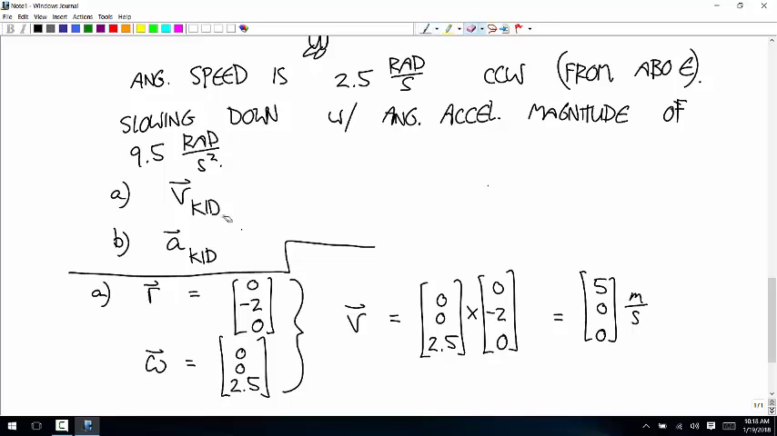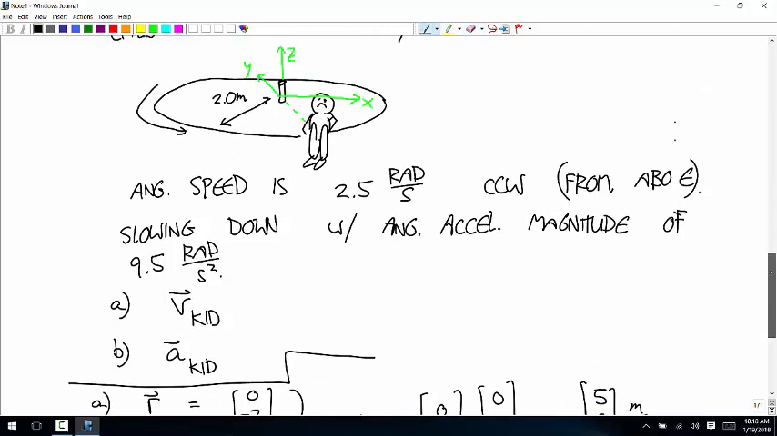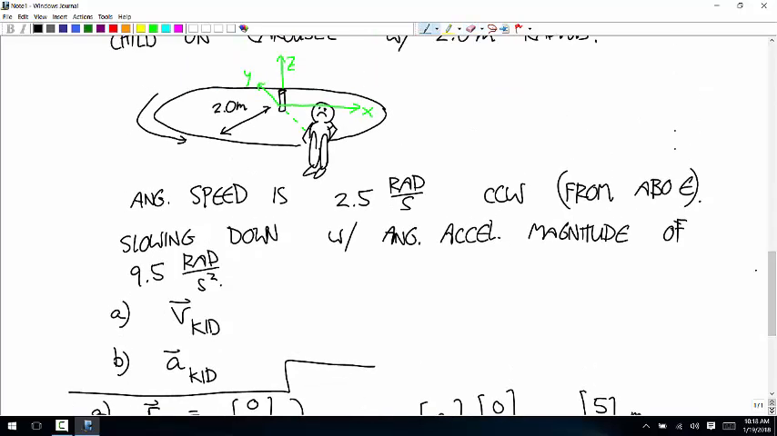So now let's look at the problem and make sure that makes physical sense. When the kid's right there, does it make sense that his velocity vector, rotating this way, would be in the positive x direction? Yeah, it does. The velocity is going to be tangent to that circular path, in the direction of motion, and that's positive x. Any questions about that part?